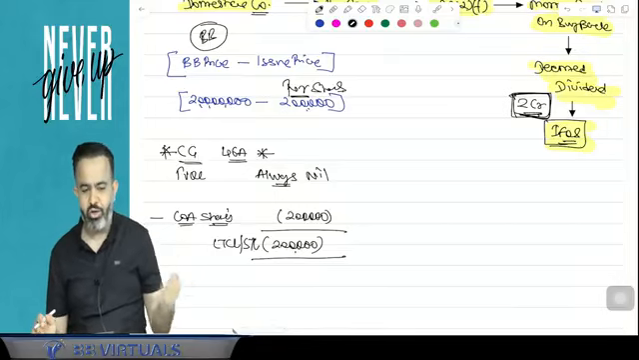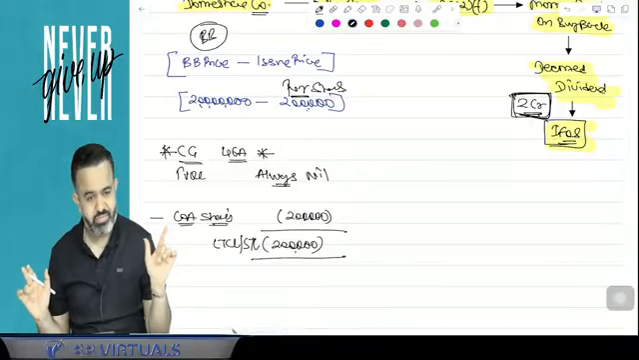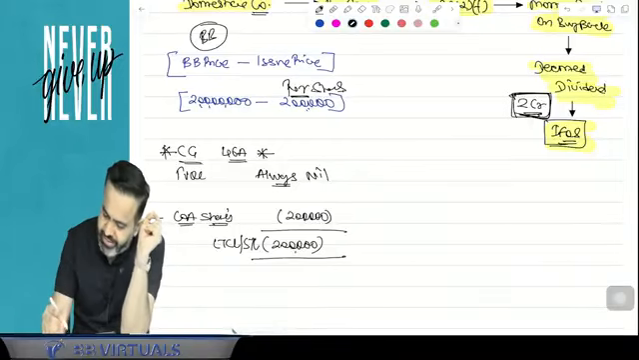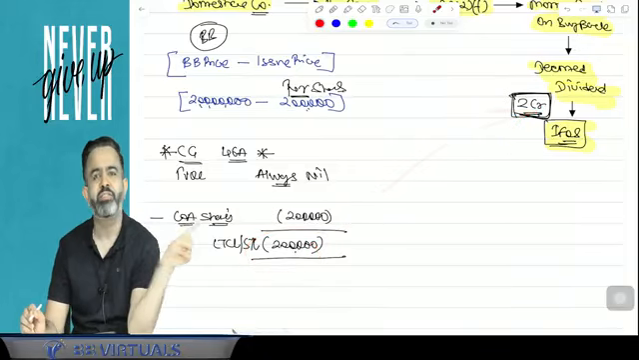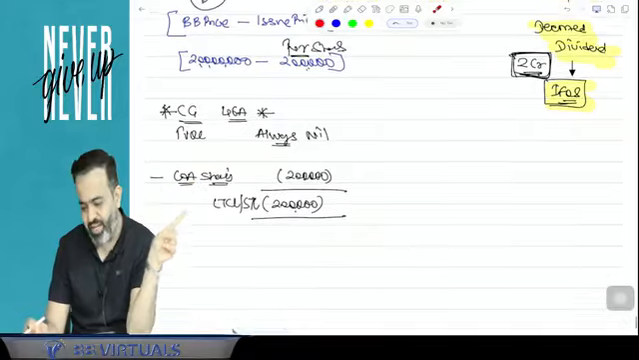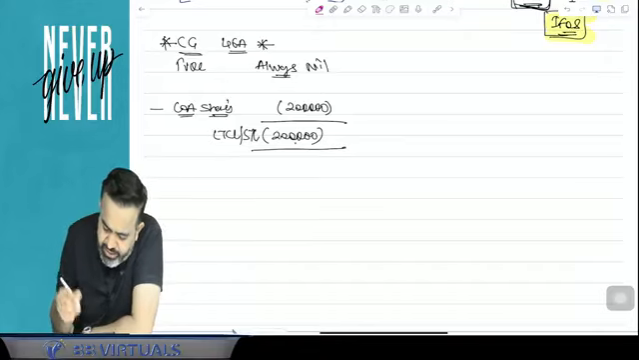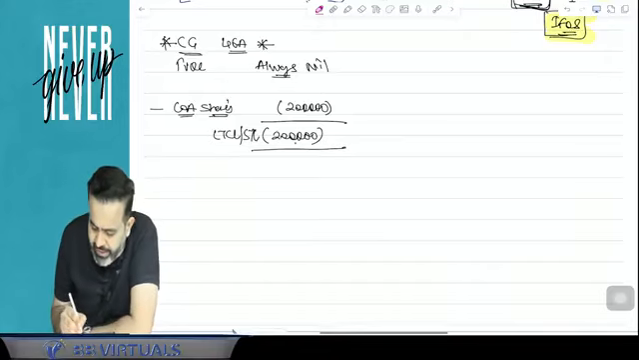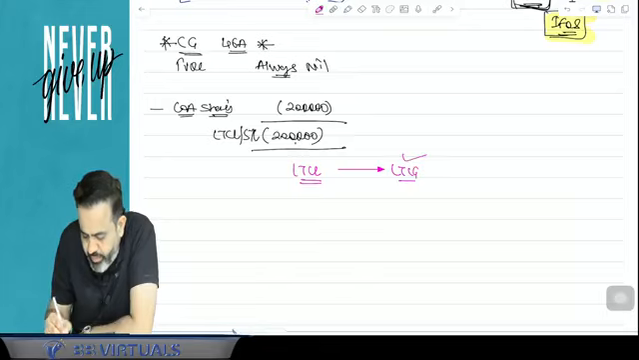And if there is a loss, then this loss can be set off against any other capital gain. But the question is, okay, sir, can we set off this loss against the IFOS income? Answer is no. Because if you remember from your intermediate, you must have discussed that if there is a long-term capital loss, that can be set off only against the long-term capital gain.